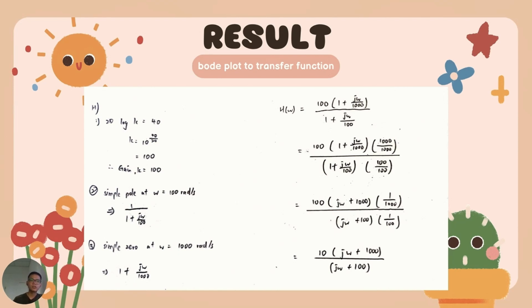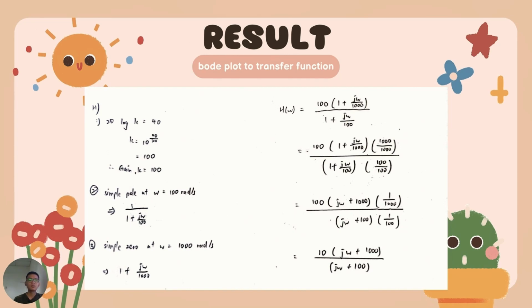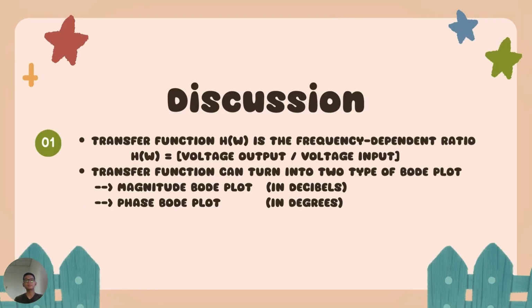For the simple zero equation, we need to multiply by 1000 divided by 1000 since the value of z is 1000. While for the simple pole equation, we need to multiply by 100 divided by 100 since the value of p is 100. After finishing this step, we should simplify it, and the final answer is 10 multiplied by (j omega plus 1000) divided by (j omega plus 100).